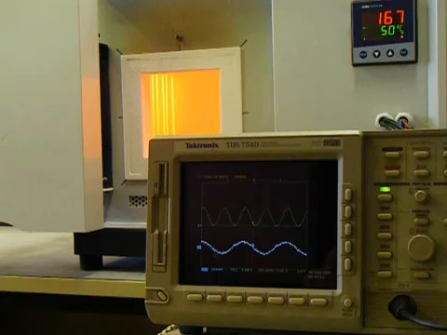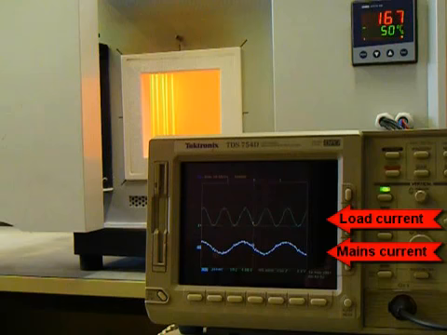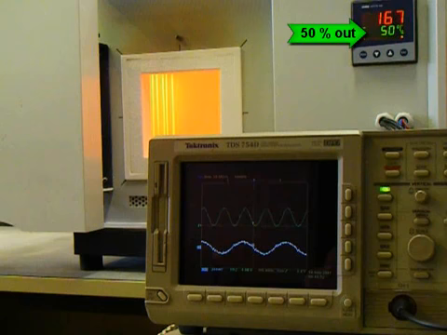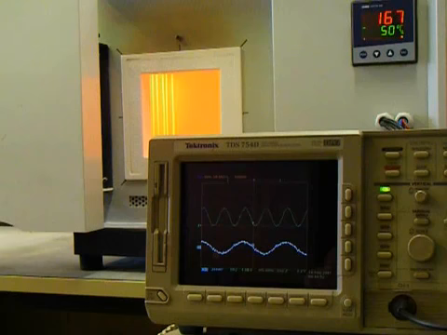We are looking at the load current and the mains current during operation. The IPC supplies an electrical heater. The power converter is operated via a controller on manual mode. An oscilloscope shows load current and mains current. The required output is 50%. When the output is increased to 100%, the amplitudes of load current and mains current are increased as well.